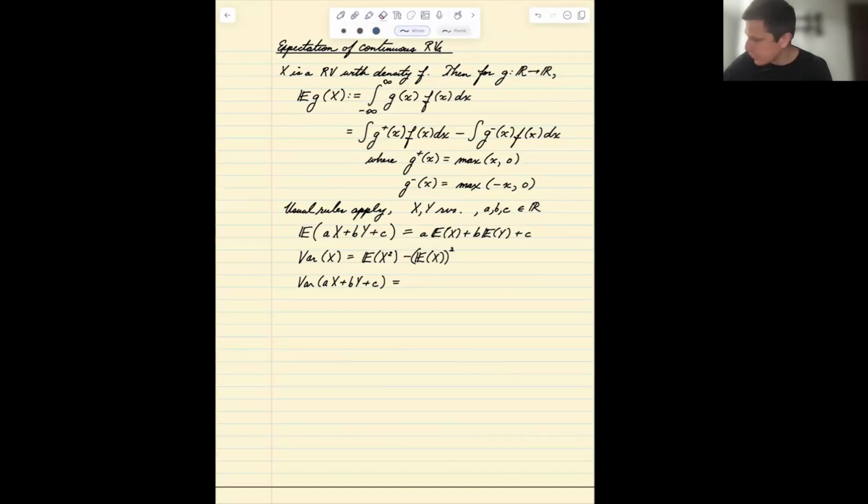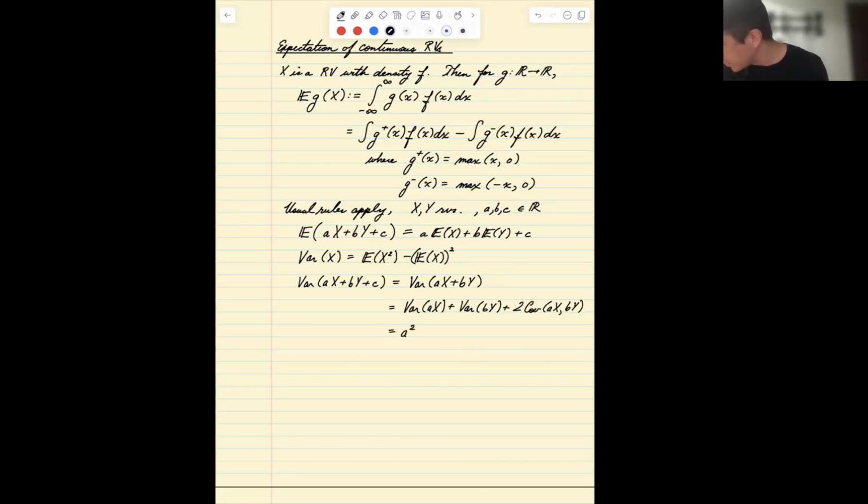well, let's be very careful about this. So this is equal to the variance of aX plus bY. This is equal to the variance of aX plus the variance of bY plus 2 times the covariance of aX with bY. And then we can take the constants out. So a squared times the variance of X plus b squared times the variance of Y plus 2ab times the covariance of X and Y.